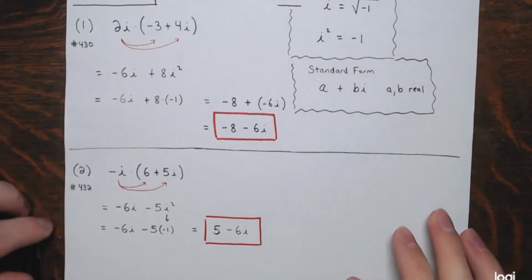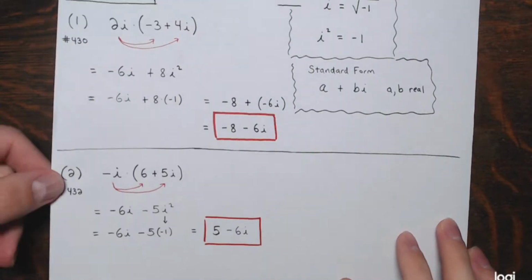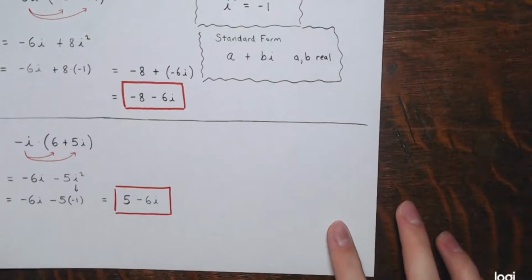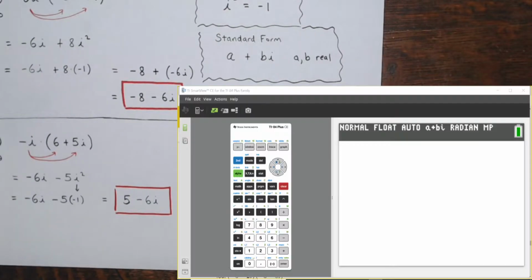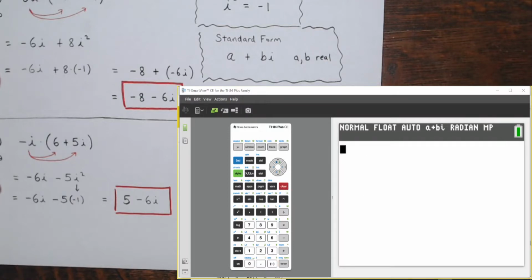Alright, then once again, I will pull up a calculator and we'll enter the original expression and see if we get that final expression back. Let's move that off to the side so we can see stuff. So yeah, I'm doing negative i times the quantity 6 plus 5i. And indeed it is 5 minus 6i, like I said. Right? So great, I checked my work, I did a good job. Let's move on.